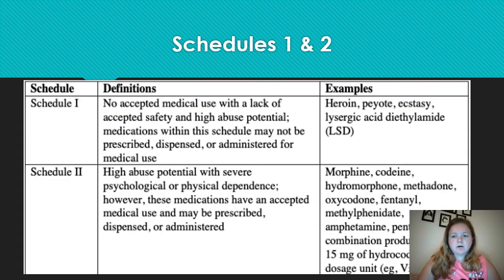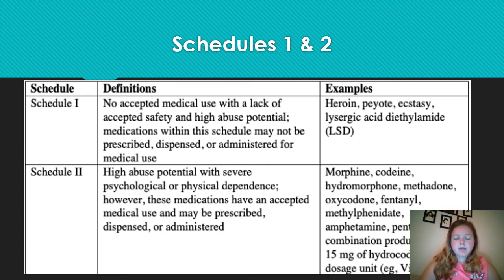So those schedules are, Schedule 1 is the only one that does not have a medical use, that is not being used for conditions or ailments or anything in that regard. Those are the ones that have the most potential for drug abuse. So those include heroin, ecstasy, LSD. Then we also have Schedule 2.